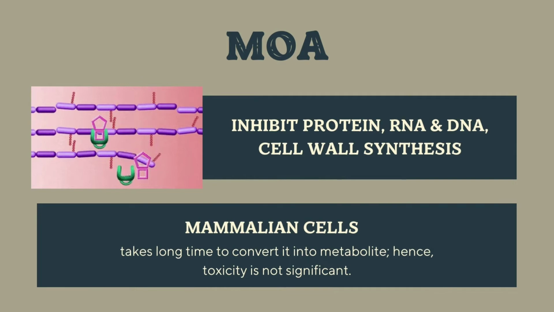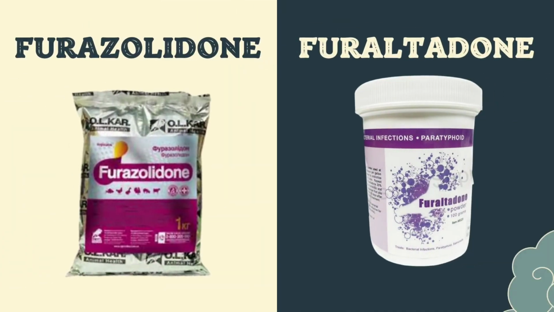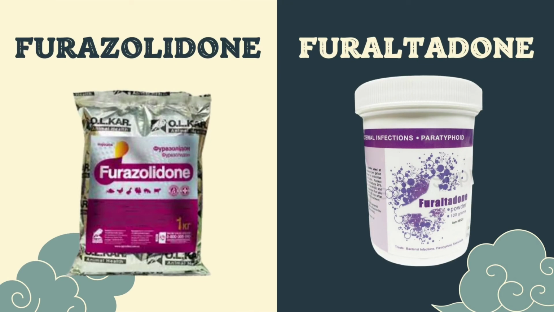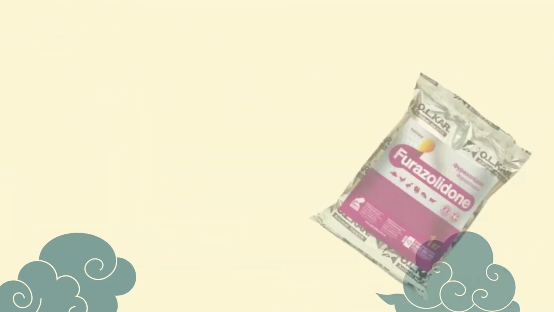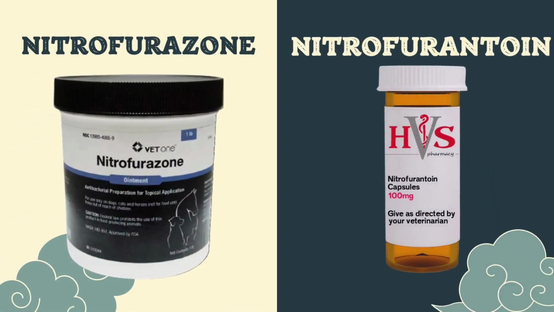Rather than types, I'll discuss here the 4 parent compounds that comprise the nitrofuran class. First, we have the furazolidone, which is primarily used orally to treat bovine mastitis as well as strangles in horses. Second, we have the furaltadone, followed by the nitrofurazone, which is primarily used in the treatment of bovine mastitis, metritis, skin burns, and wound infections.